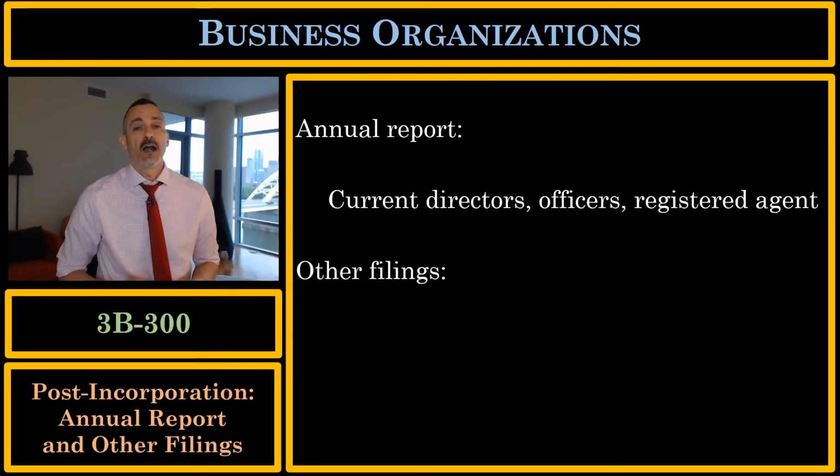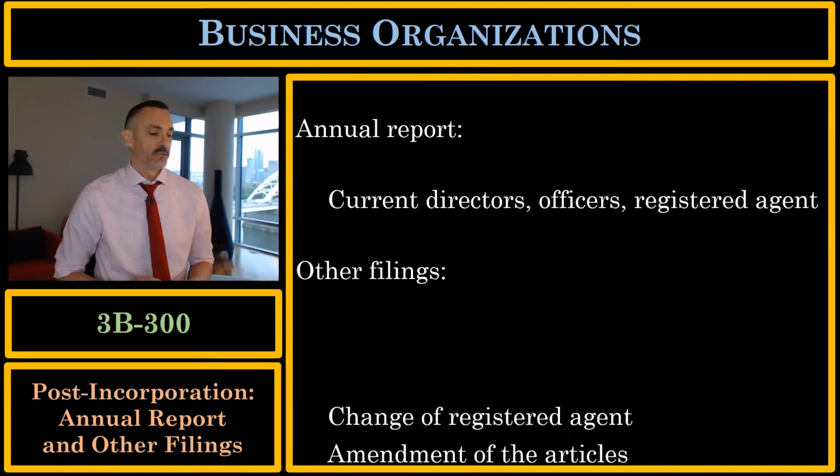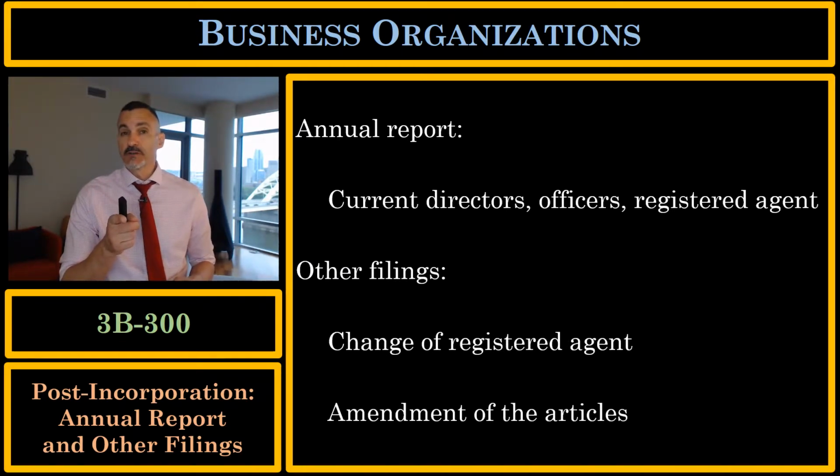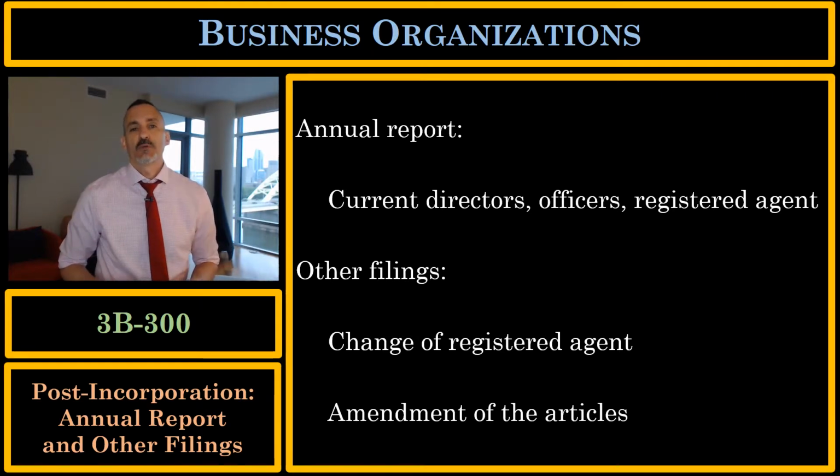There might be other filings that you need to make periodically with the Secretary of State. For example, if you change your registered agent, do you remember what the registered agent is? The registered agent is the person who is authorized to receive process on behalf of the company. So if you're going to change your registered agent, you have to submit a change form to the Secretary of State. If you're going to amend your articles of incorporation, we've talked about this, you have to send a form to the Secretary of State. And it's usually called the Articles of Amendment.